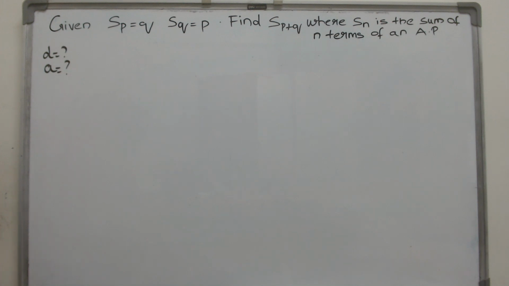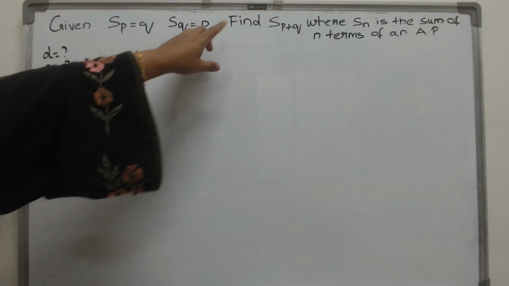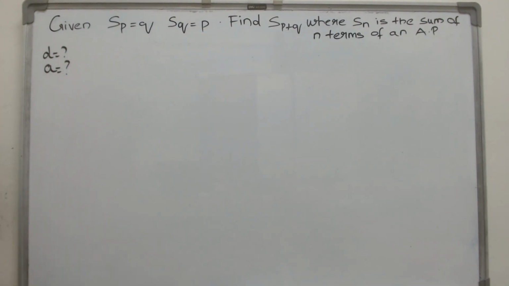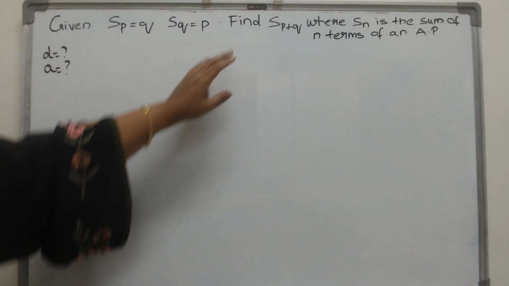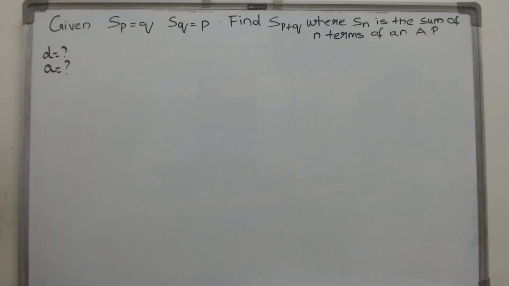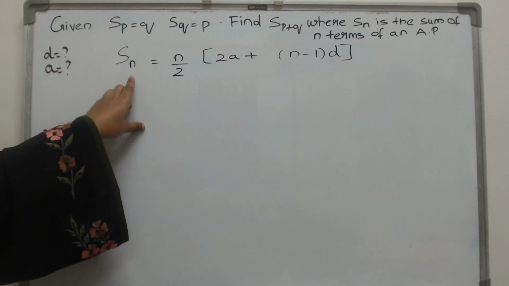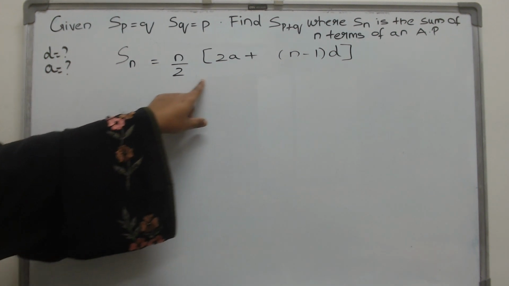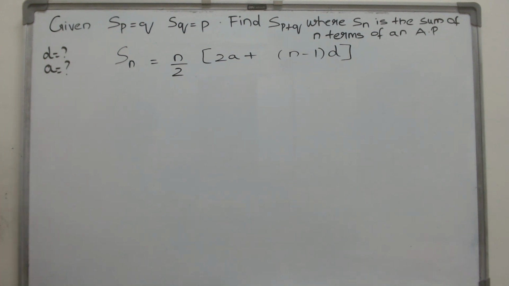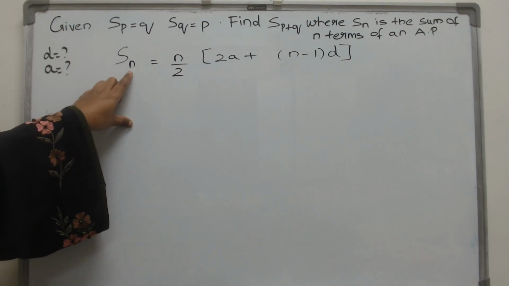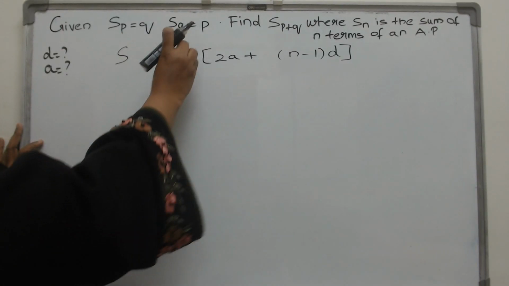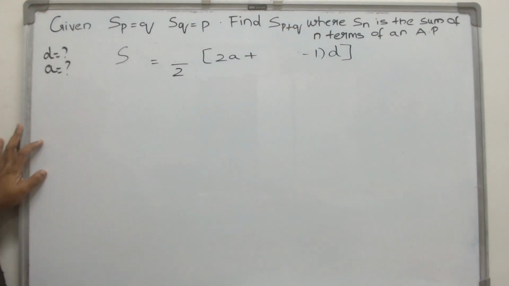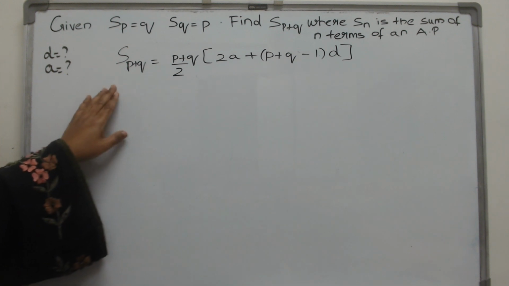And now, why do we need to know what D and A are? Because we have to find the sum of first P plus Q terms. Now, all three things, the information that is given and what is asked, deal with the same formula. What formula is that? The sum of n terms is given by such a formula, but what we need is not the sum of n terms. We need the sum of P plus Q terms, which means wherever you see n, you put P plus Q instead. Then your equation will look like this.